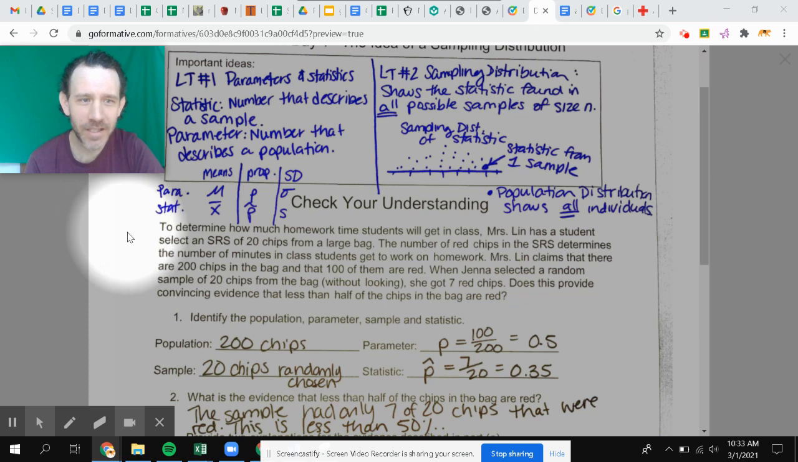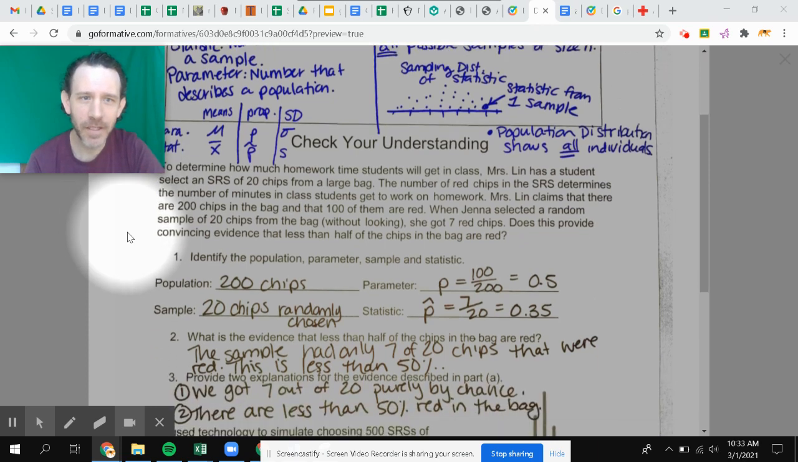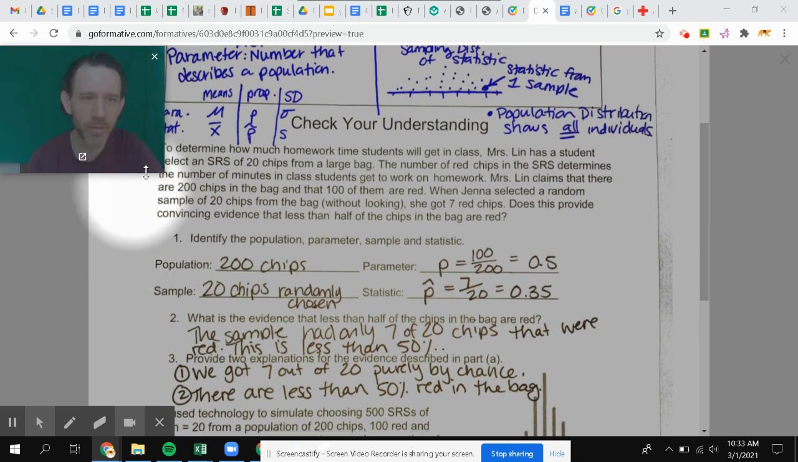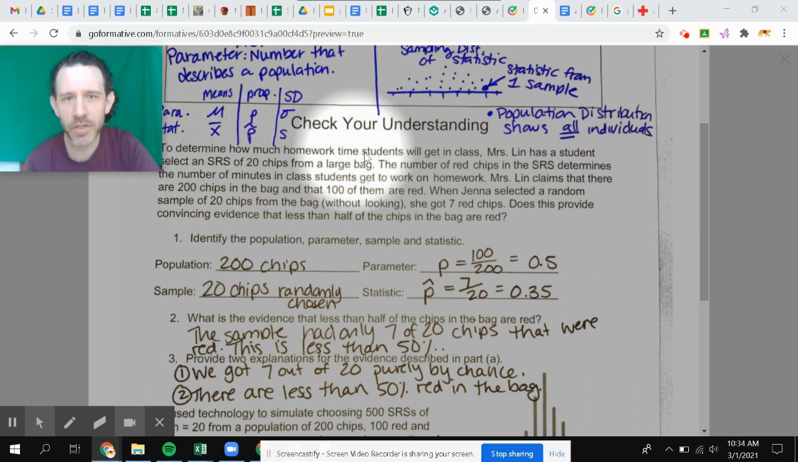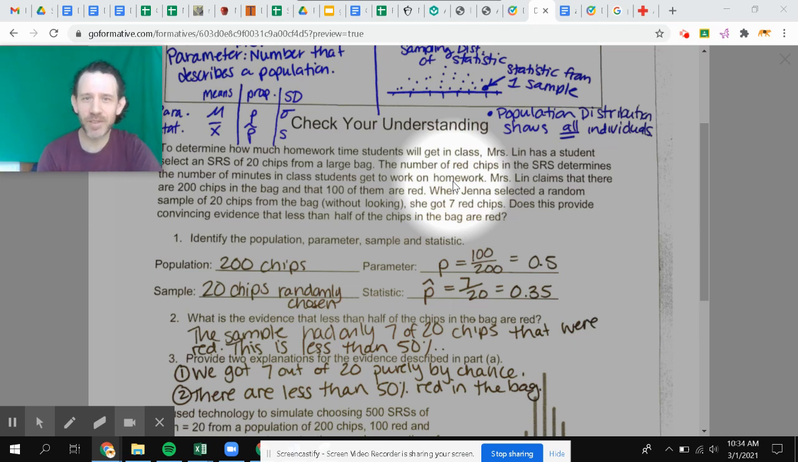All right. So let's take a look at an example here. And we're going to highlight some information that we care about with this. All right. So start with the beginning. To determine how much homework time students will get in class, Ms. Lynn has a student select an SRS of 20 chips from a large bag. SRS is short for simple random sample. All right, random sample, that's a good start, right? An SRS. All right, the number of red chips in the SRS determines the number of minutes in class students get to work on homework. All right, so however many red chips the student pulls out, that determines how much homework time they get.